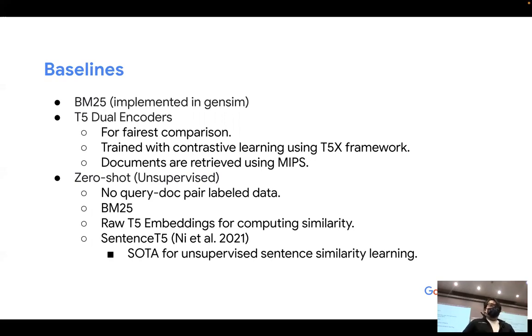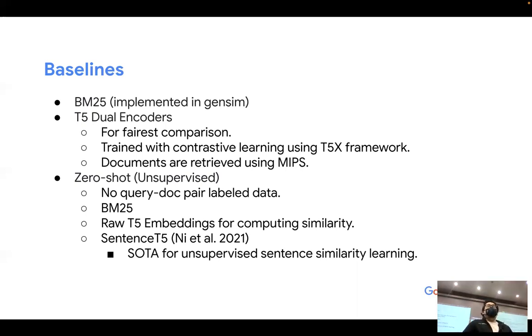And then for zero shot, unsupervised, we also got a lot of questions about what zero shot means here. It basically means that the model does not see any query and document pair or any of this label data. So the most representative baseline for zero shot is probably BM25, which a lot of people compare with on unsupervised information retrieval. And then we also compare with raw T5 embedding.